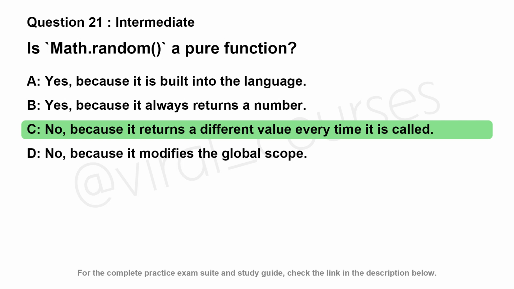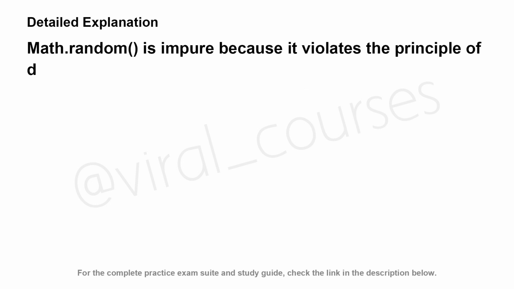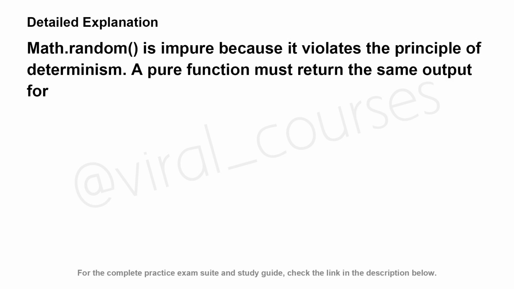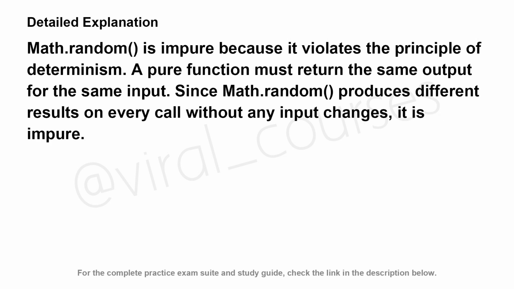The correct answer is C. Math.random is impure because it violates the principle of determinism. A pure function must return the same output for the same input. Since Math.random produces different results on every call without any input changes, it is impure.